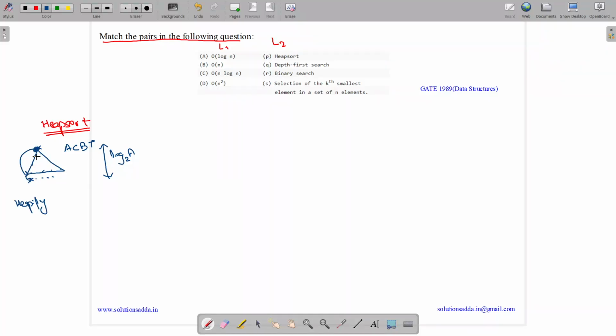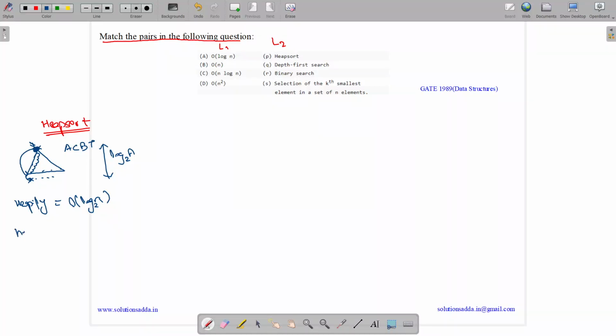And then we need to perform the heapify operation in order to maintain the heap property. And that heapify will check through all the length of the tree and it will take order of log n time, as the length of an ACBT, an almost complete binary tree, is log n. And what happens during heap sort? During heap sort, we will perform deletion of all the n items one by one and keep storing them backwards.